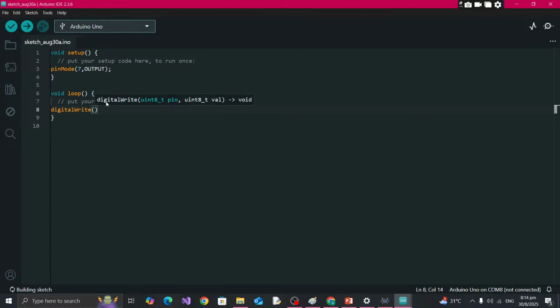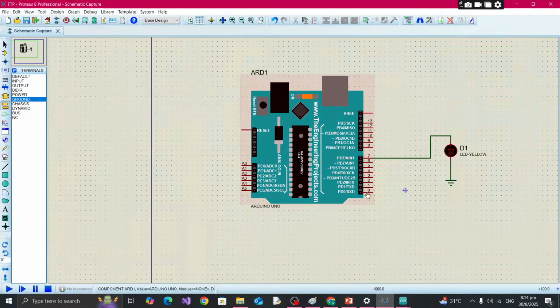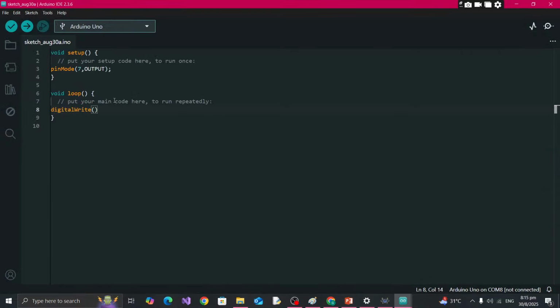What is digitalWrite? What is digital? Digital means it's a discrete set of values. This Arduino can give voltage to this pin, or it cannot give. It can do either one. It can be HIGH, which means it will give voltage to it. If it is LOW, it will not give it. So digitalWrite 7th pin comma HIGH means it will give 5 volts to it. And I'm giving some delay: don't do anything for 1000 milliseconds.